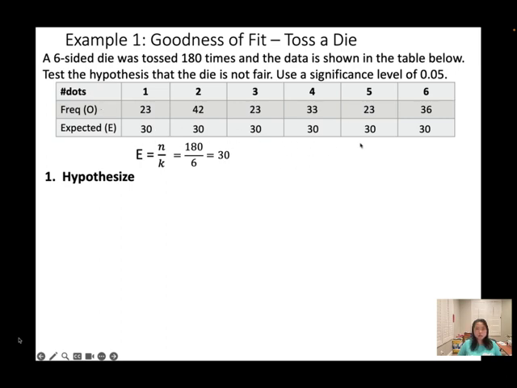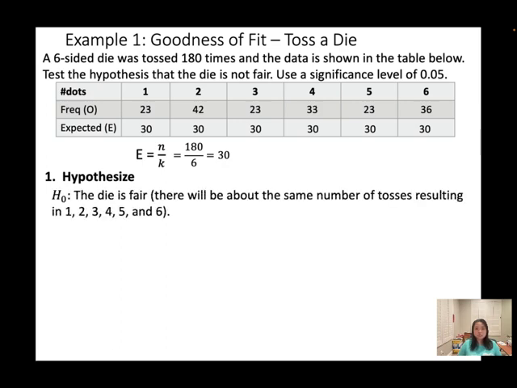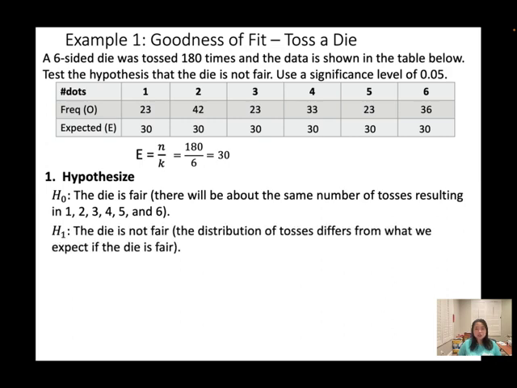Now, we state the hypotheses. The null hypothesis: the die is fair. There will be about the same number of tossing results in 1, 2, 3, 4, 5, 6, meaning they have equal frequency on each number. Then the die is fair. And the alternate hypothesis: the die is not fair. The distribution of tosses differs from what we expect if the die is fair.